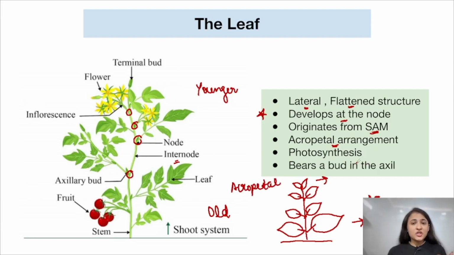The basipetal arrangement is just the opposite. In the basipetal arrangement, the older structures are present towards the top or the apex and the younger structures are present towards the base.